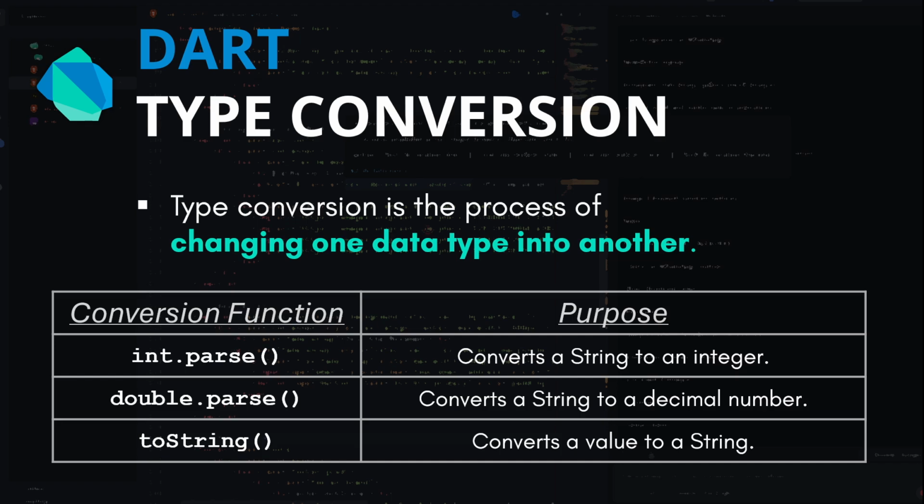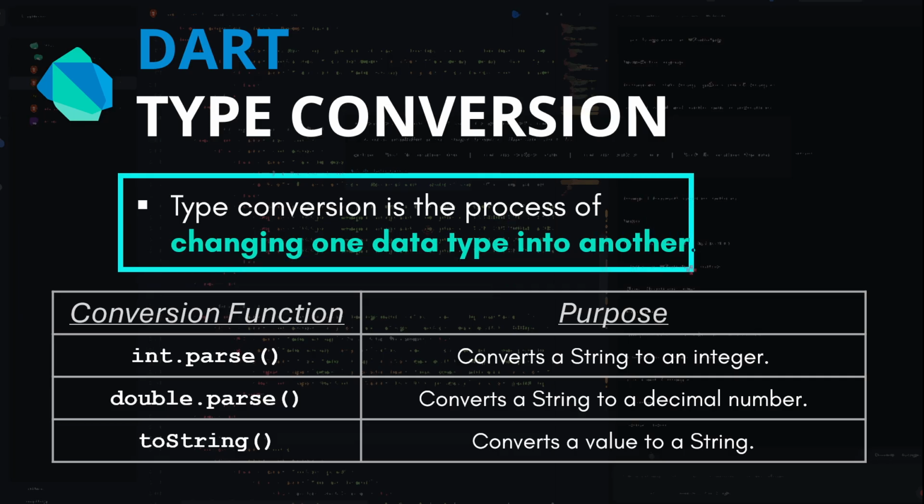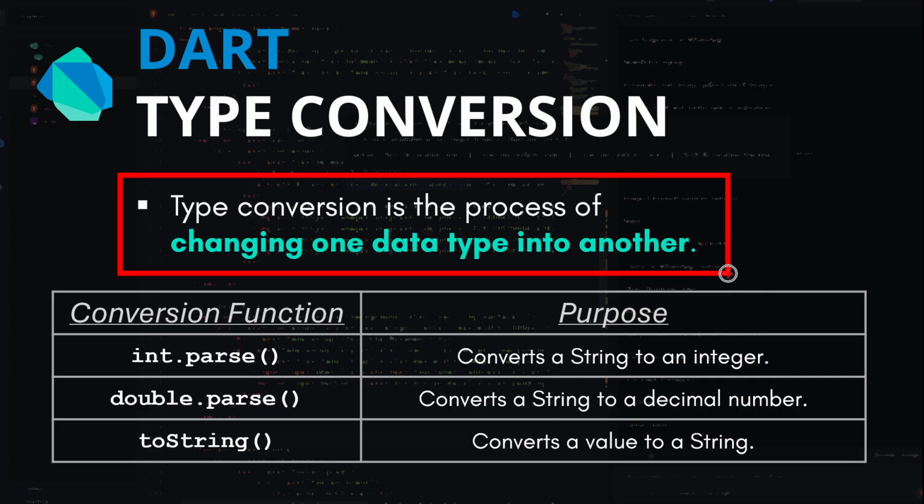Right, so let's move into the next topic, which is simply type conversion. In simple terms, it's just the ability for you to change the data type of one variable to another. It's the process of changing one data type to another. That's it.